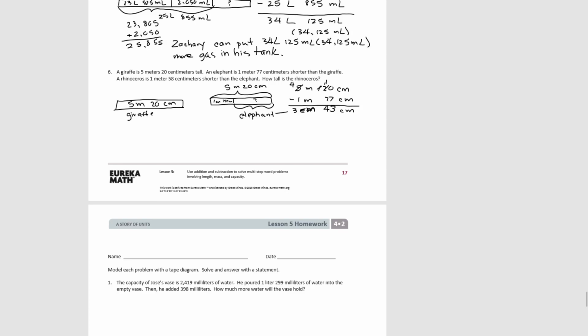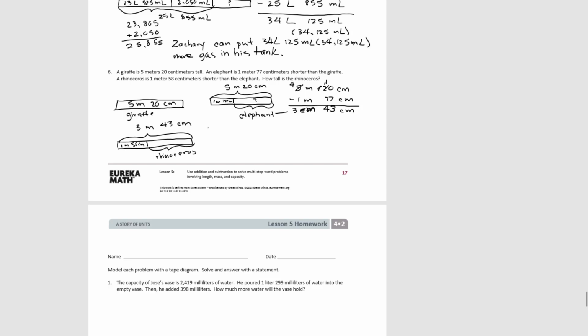Then the last thing we know is that the rhinoceros is shorter than the elephant. So again, if we make the elephant the total, and we know that the rhinoceros is 1 meter, 58 centimeters shorter than the elephant, then what's left would be the rhinoceros.